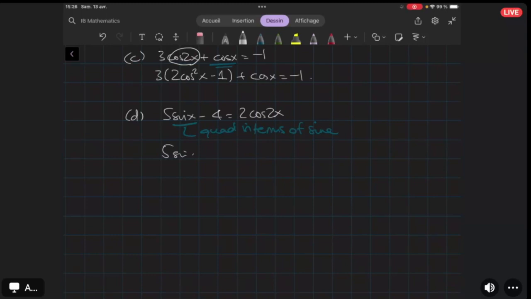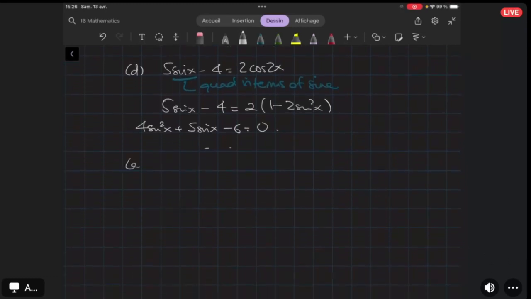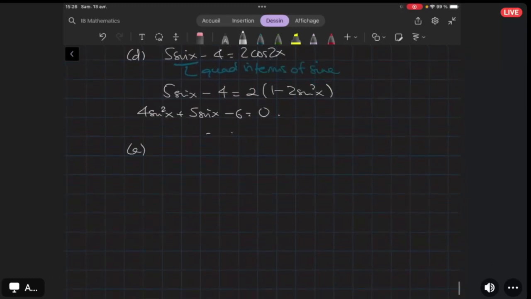So 5 sine x minus 4 is equal to 2 times 1 minus 2 sine squared. And my handwriting is getting progressively worse. 4 sine squared plus 5 sine minus 6 is equal to 0. And so on. E. That's one twist. Just make everything sine.